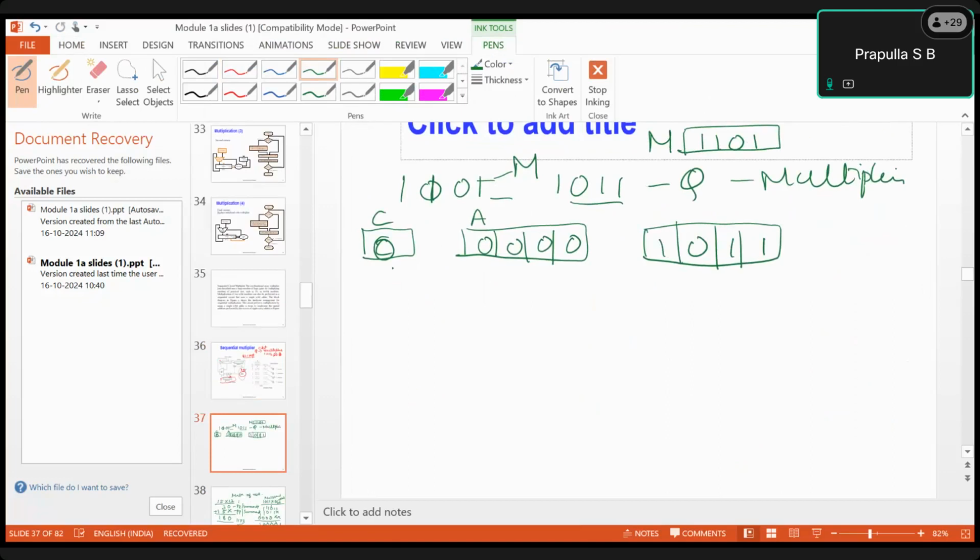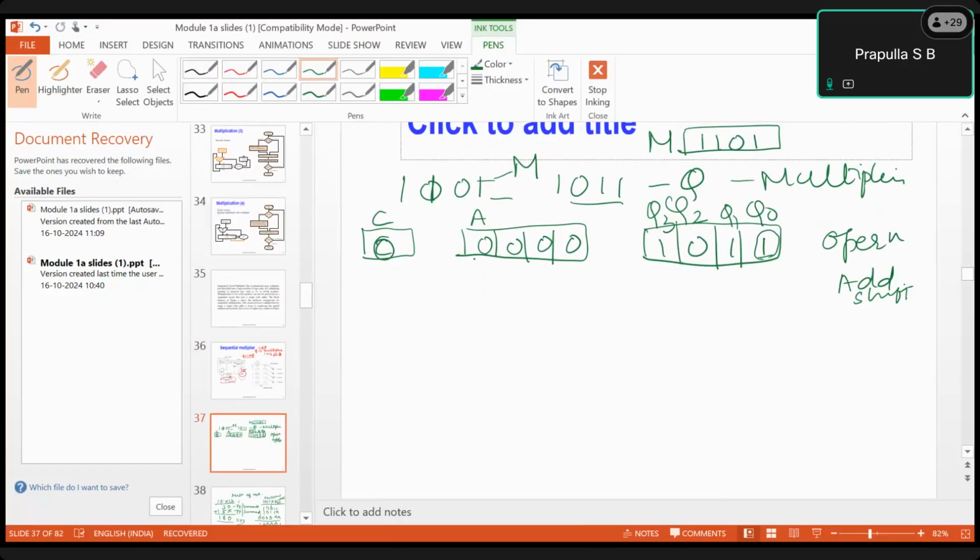Now, what you are supposed to do, first step, every time you have to check what your Q0 bit is. So this is your Q0, Q1, Q2, Q3. Every time you have to check your Q0 bit. Q0 is 1. If Q0 is 1, then what is the operation we perform? I'll write this down: add and shift. This is the operation you are supposed to perform.